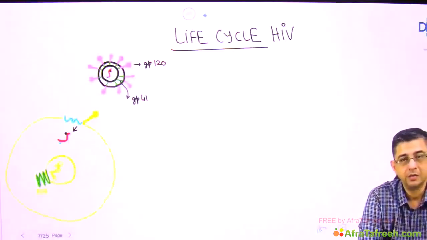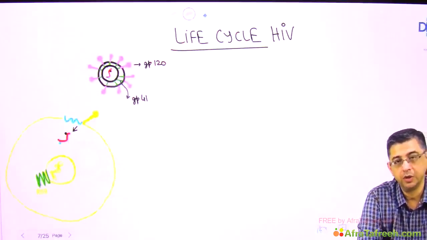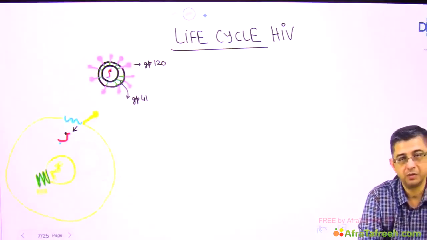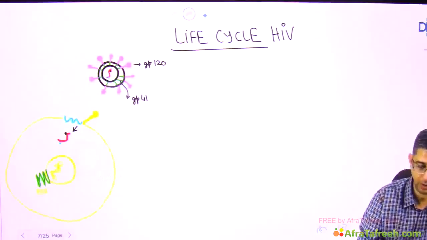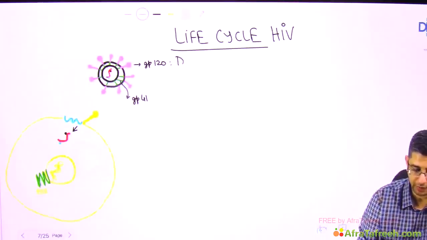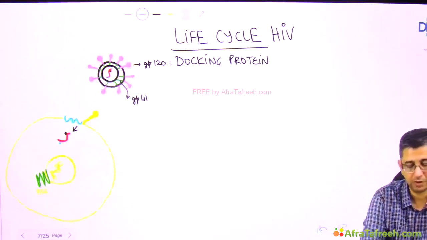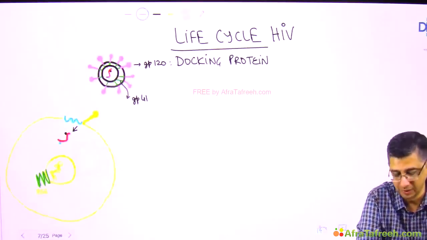Okay, let us now quickly revise the life cycle of HIV before we go into the laboratory diagnosis of this disease. I have today explained to you that this virus has a docking protein by the name of GP120. And then there is a transmembrane protein by the name of GP41, which helps the virus in fusion with the cell wall of the CD4 cell.